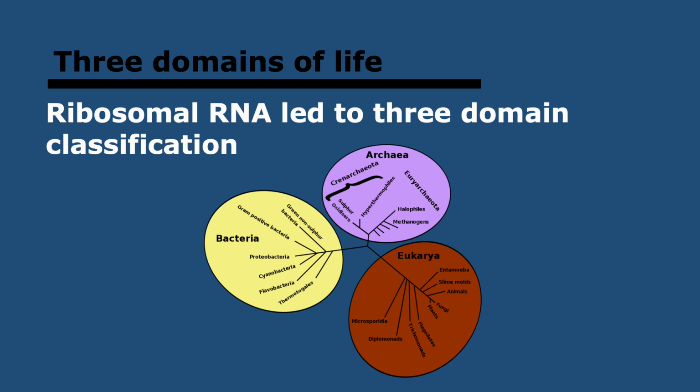And this was determined by analyzing ribosomal RNA. This is what forms ribosomes. Again, linking back to cell structure. So it's the archaea and bacteria that are prokaryotes, and then the eukarya that are the eukaryotes, including humans.